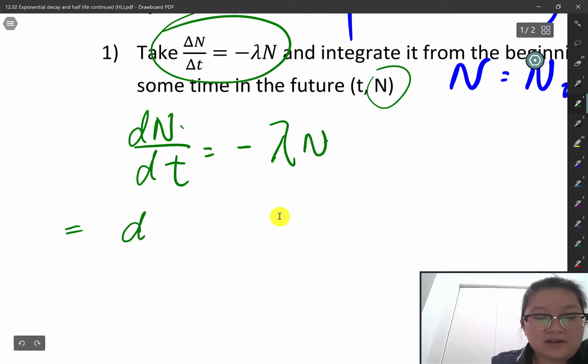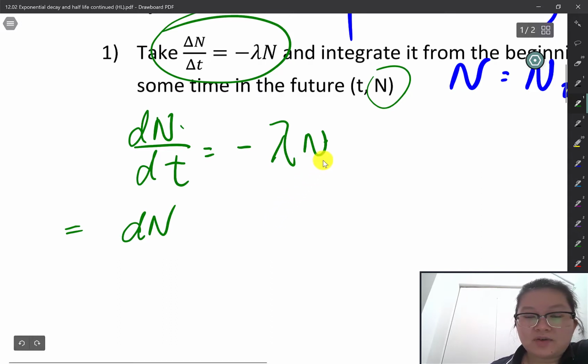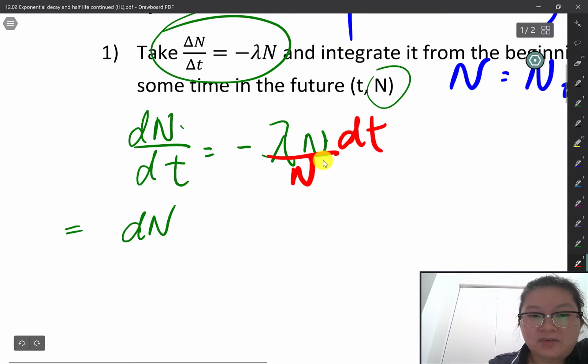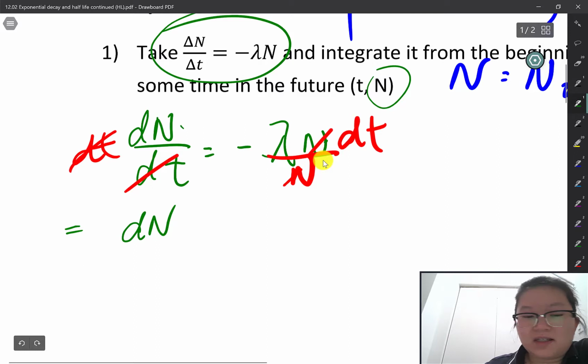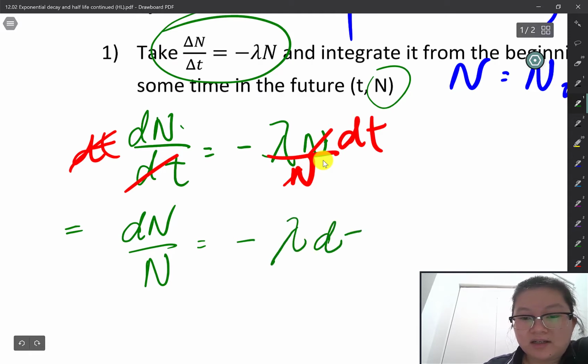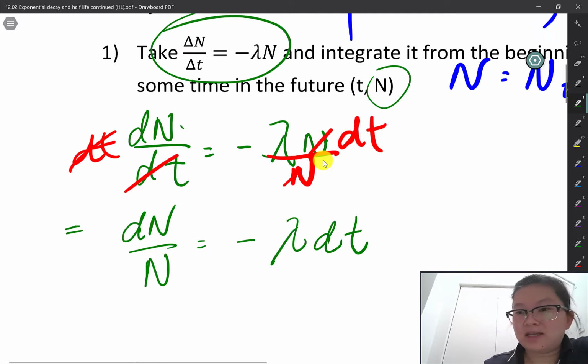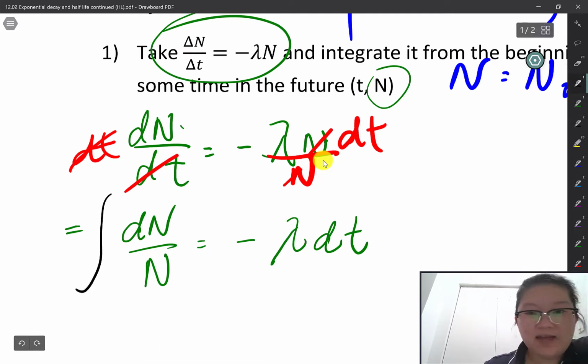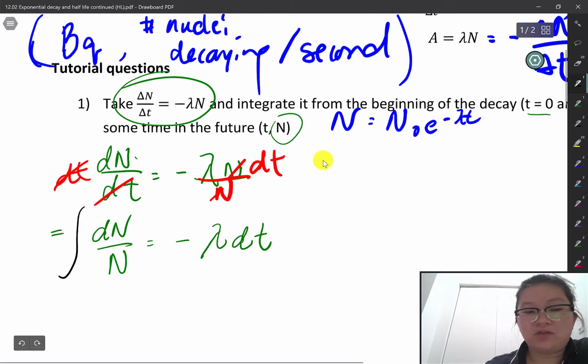So if we do a little cross divide, this is going to give us dn, and this n over here is going to get divided to the bottom. Actually here, let's just write it out. This goes to the bottom, dt goes to the top, which then cancels this guy down here. Okay, and this is going to give us dn over n is equal to negative lambda dt.